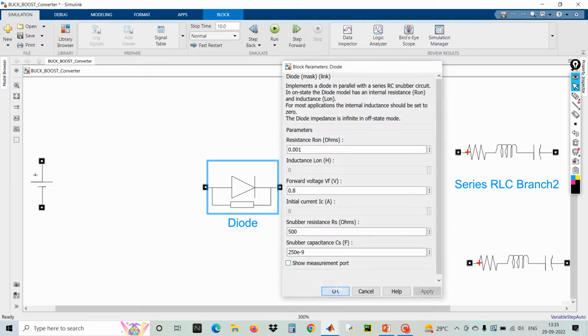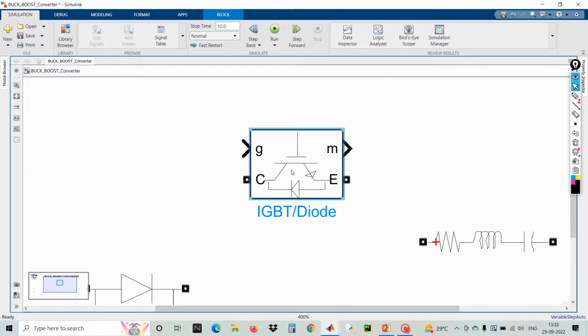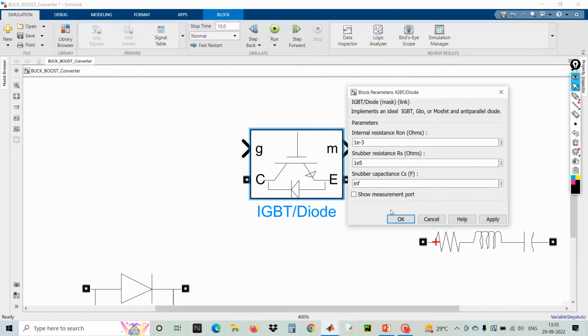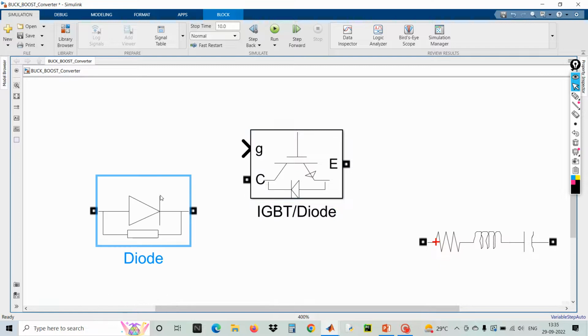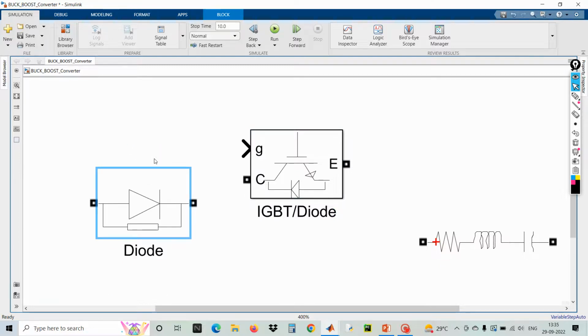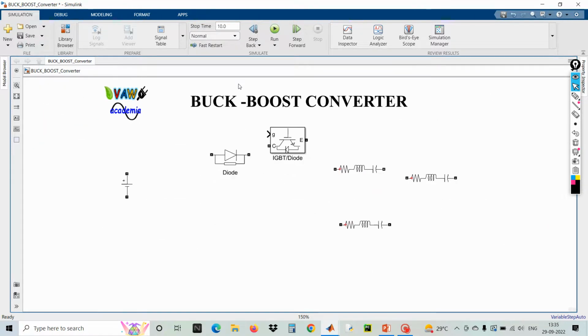disable the M port. Similarly, if you take switch, here collector terminal is there, emitter terminal, gate terminal is there, one more M is there, that is for measurement port. I'm going to disable this one. I don't want the M port. So this switch is having 3 terminals: collector, emitter and gate. Similarly, this diode is having 2 terminals, anode and cathode. Okay, first I will connect the switches accordingly, connect the circuit accordingly.